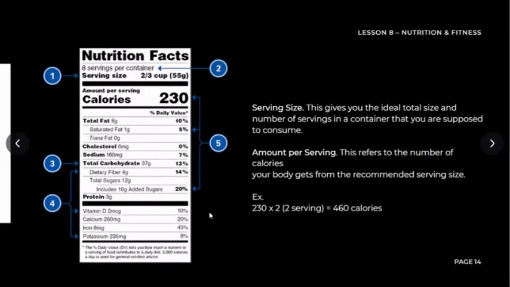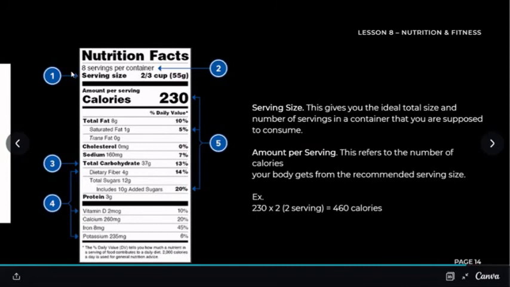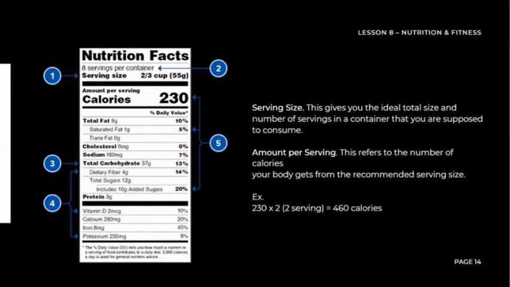So here is an example. Serving size gives you the ideal total size and number of servings in a container that you're supposed to consume. Meaning to say, this container contains 8 servings, or let's say it is good for 8 persons, and pwede rin siyang pang 8 beses na kainan, hindi sa isang upuan lang. So each serving contains 55 grams or 2/3 cup. Kapag susukatin natin kung gaano karami ang isang serving. Siyempre, you're planning to have 1 serving, so kuha ka lang ng 2/3 cup.